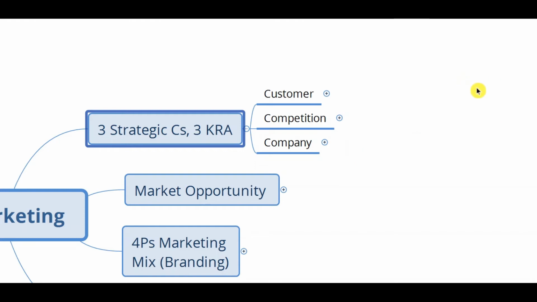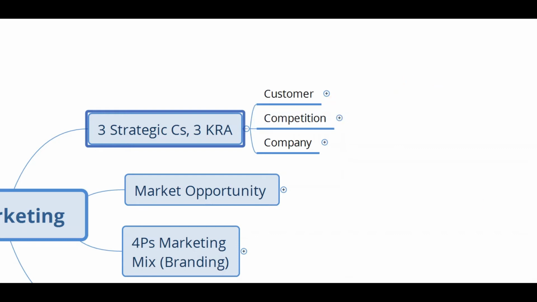My analogy to this is, imagine if you were driving a car, and in driving that car, you're the driver, you only use the front view mirror and don't use the side mirrors or the rear view mirror. If you do that, that's not a very safe way to drive, because you need to have a 360 view of everything that's happening so that you can drive safe, drive fast, and reach your destination safely. Okay, so this is the importance of the three C's of marketing, the three strategic C's. Now, corresponding to each of the C's are what we call key result areas.